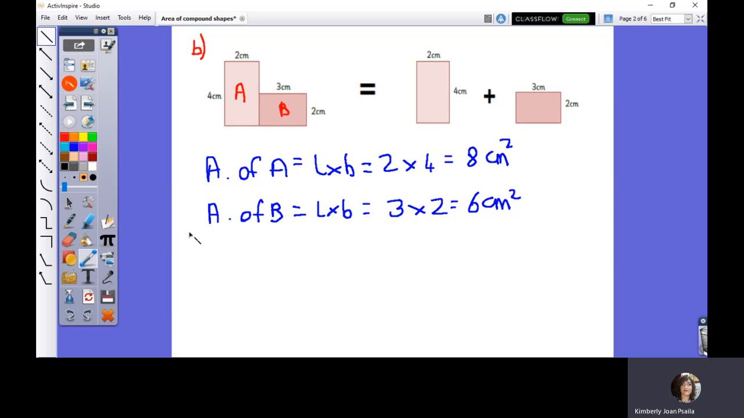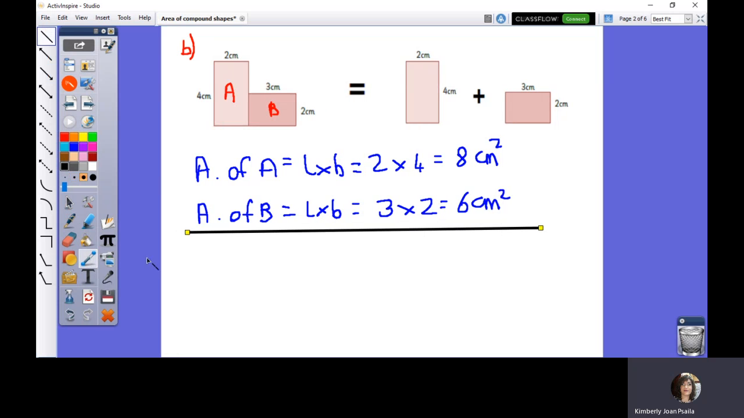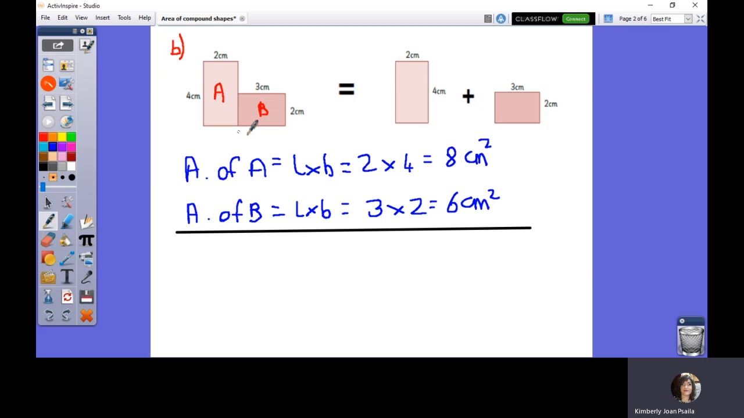Final step is that you have to add all your answers because you need to find the whole area of this shape. So area of composite or compound shape is equal to, you have to add 8 plus 6 and you should get the answer of 14 centimeters squared. And there you have your final answer.